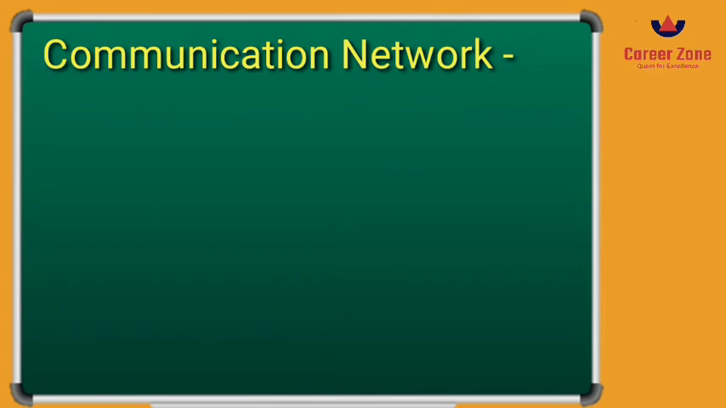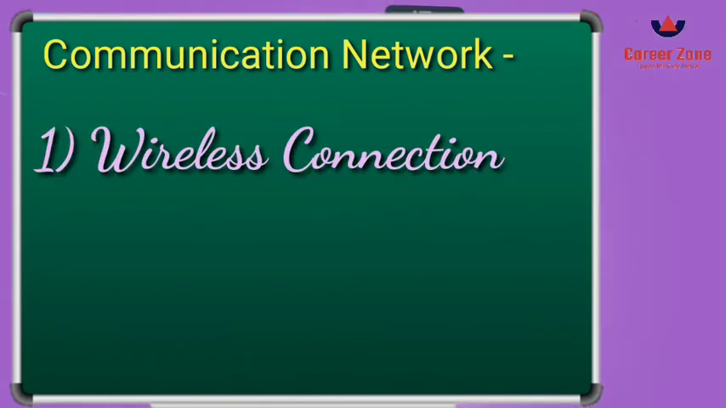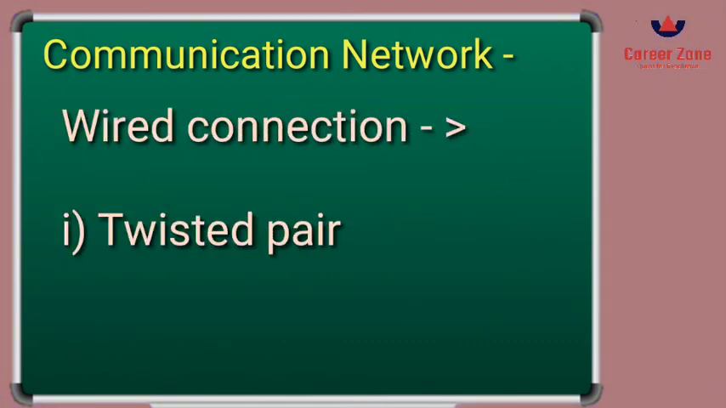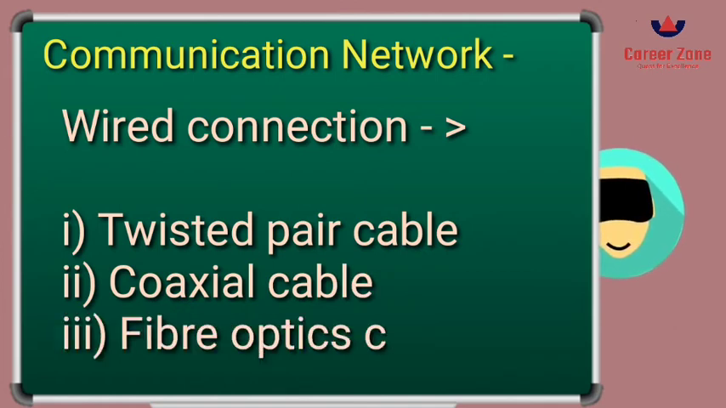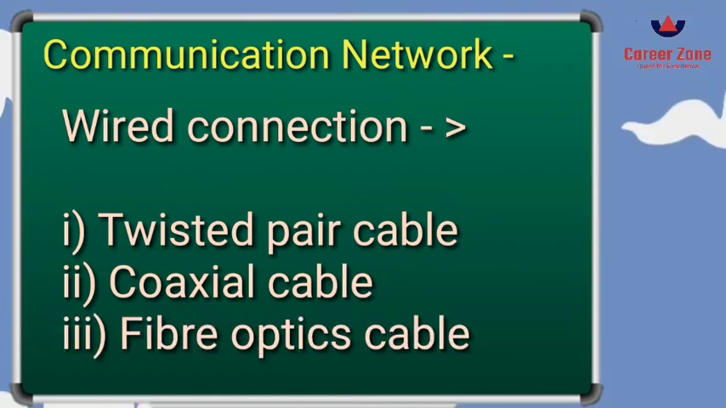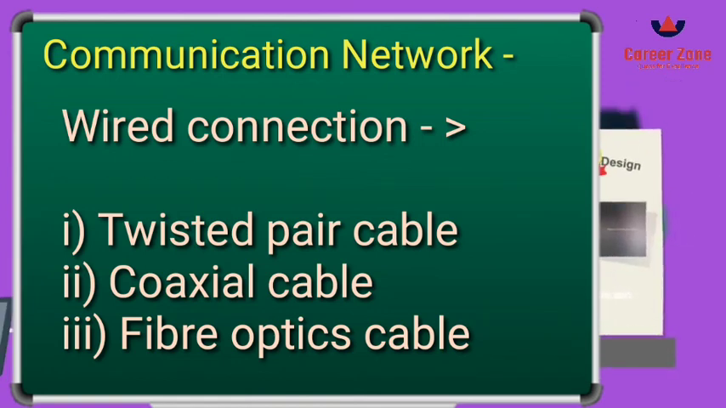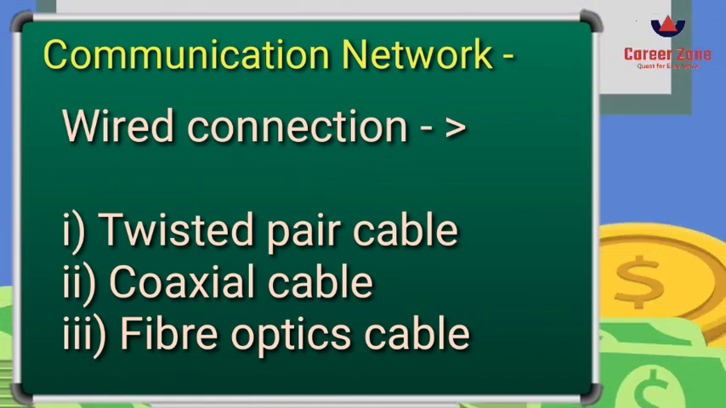Now these networks are also divided further into two types of connection via which we can form a network. One is the wireless connection and the second is the wired connection. In case of wired connection, we use three kinds of cables to connect to the internet or to form a network. First one is the twisted pair cable, second is the coaxial cable, third is the fiber optic cable. Among these three, fiber optic is the expensive and best quality cable which provides the best services for forming the network.